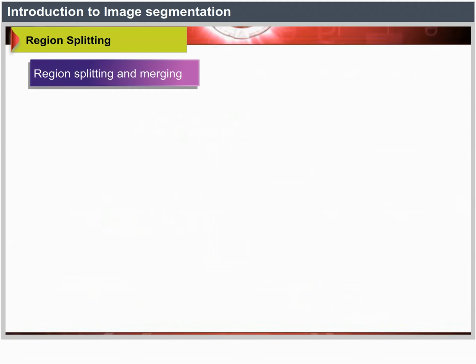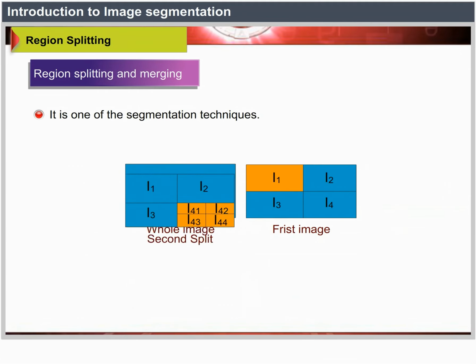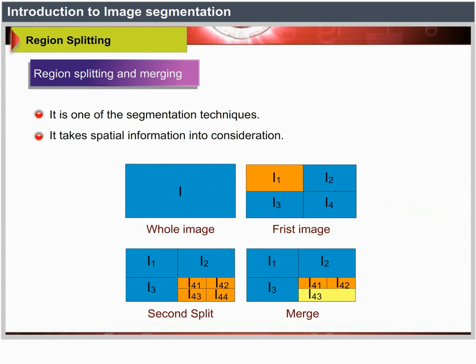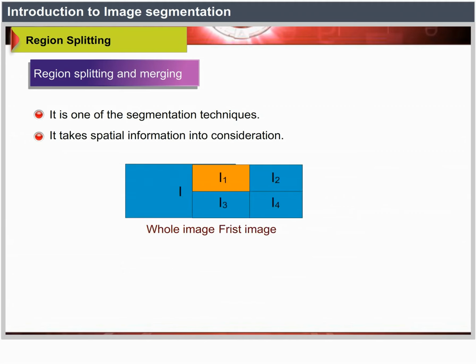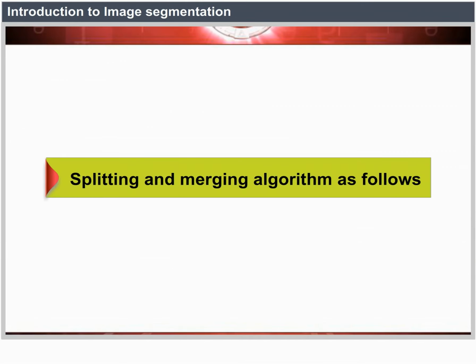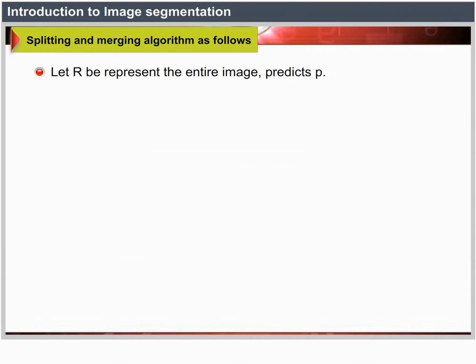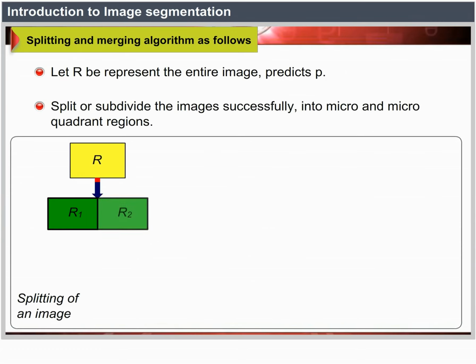Region splitting and merging is one of the segmentation techniques. It takes spatial information into consideration. The splitting and merging algorithm is as follows. Let R represent the entire image, with predicate P. Split, or subdivide, the image successively into smaller and smaller quadrant regions.